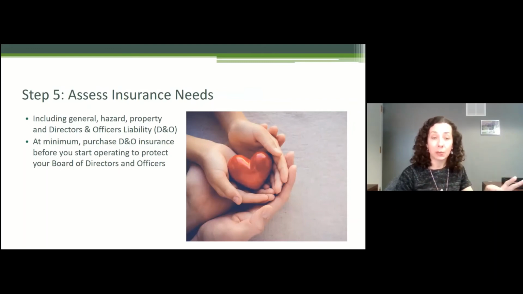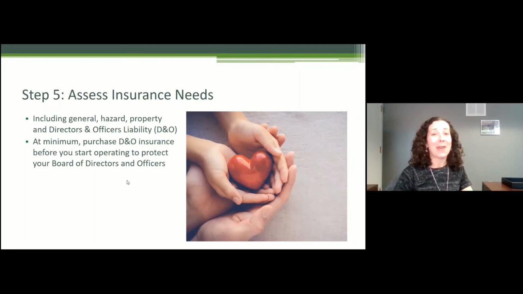But most importantly, directors and officers liability, or D&O. At a minimum, I would suggest that you purchase D&O insurance before you start operating. This is going to protect your board of directors and your officers from any claims that are made against them while serving.